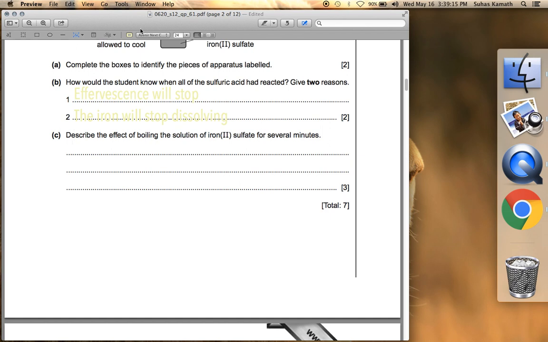Describe the effects of boiling the solution of iron sulfate for several minutes. Crystals of iron sulfate will form.